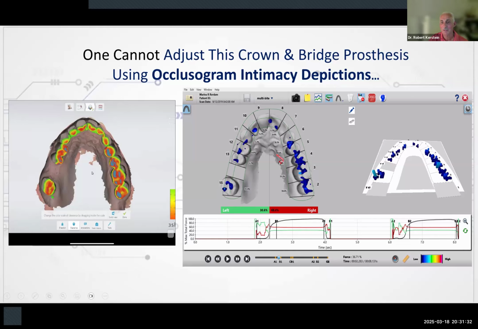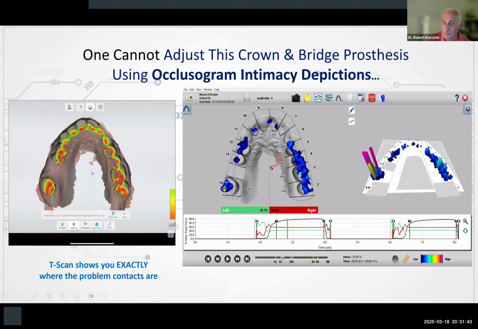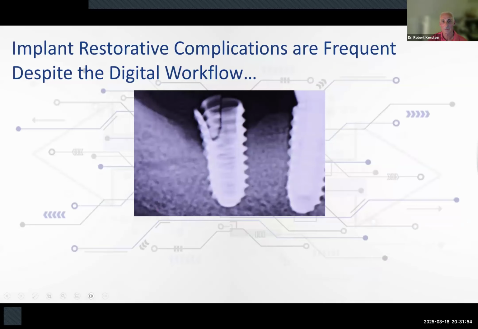You don't have that problem with T-scan. T-scan shows you exactly where to adjust. It's just these two cusps, and maybe this contact right here, maybe, right? T-scan shows you exactly where the problem contacts are. Scanners can't do that for you. So don't be fooled by the scanner companies. Their contact approximation data is not force, time, and pressure.